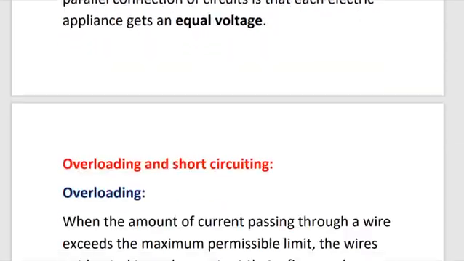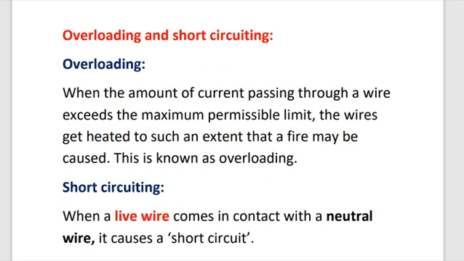Then we move to the next one, overloading and short circuiting. Overloading: when the amount of current passing through a wire exceeds the maximum permissible limit, the wires get heated. So we know about Joule's law of heating. When heavy current passes in the circuit, the wires get heated to such an extent that a fire may be caused. This is known as overloading. Then what about short circuiting? When a live wire comes in contact with the neutral wire, it causes a short circuit.